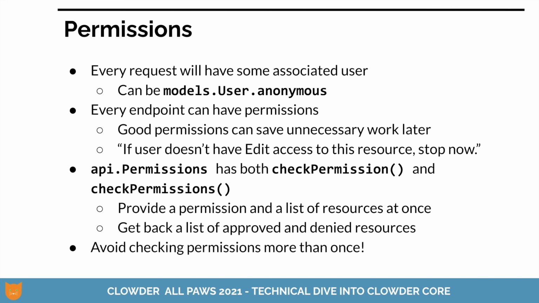API permissions also has both check permission and check permissions, plural, which means that you can provide a list of resources and a permission and check a bunch of things at once. You get back a nice object with a list of approved and denied resources. These are all tools that you should be aware of to avoid checking permissions more than you need to.